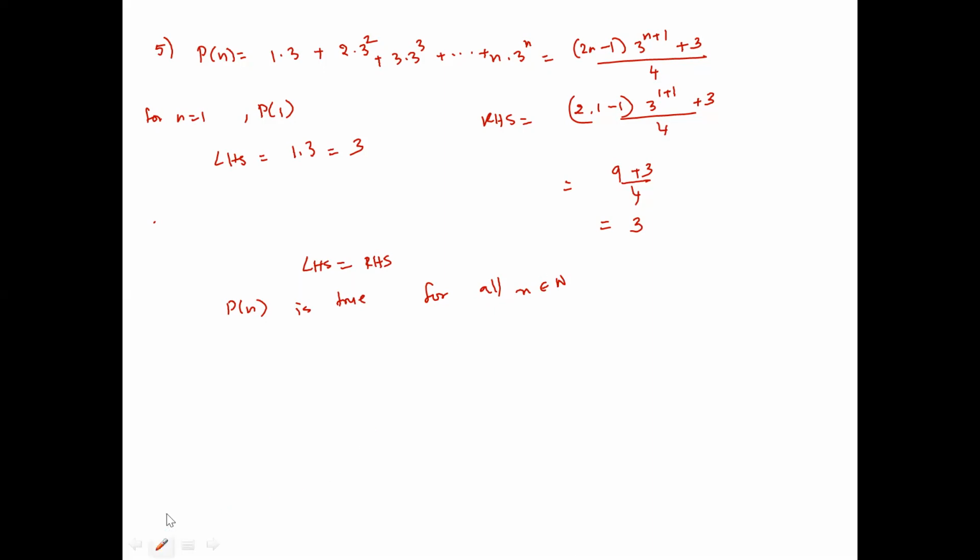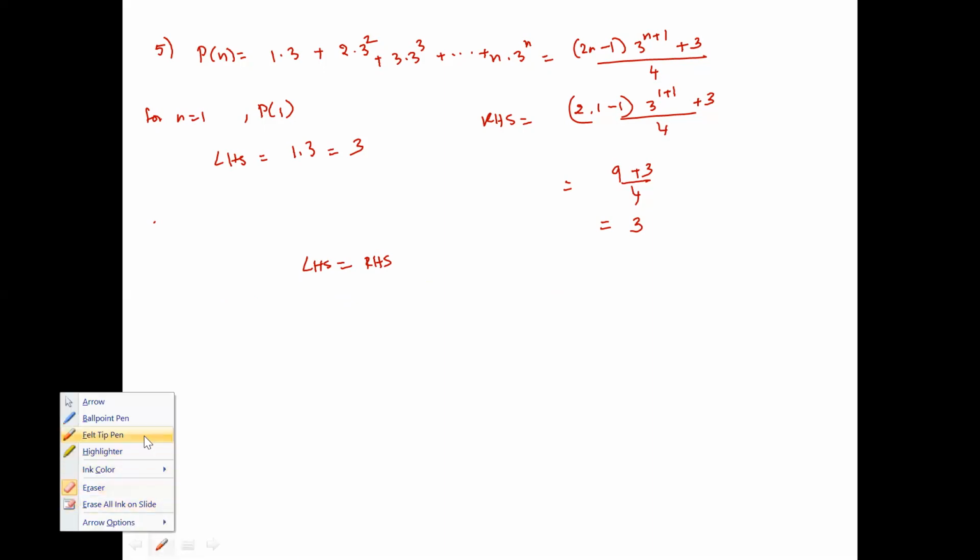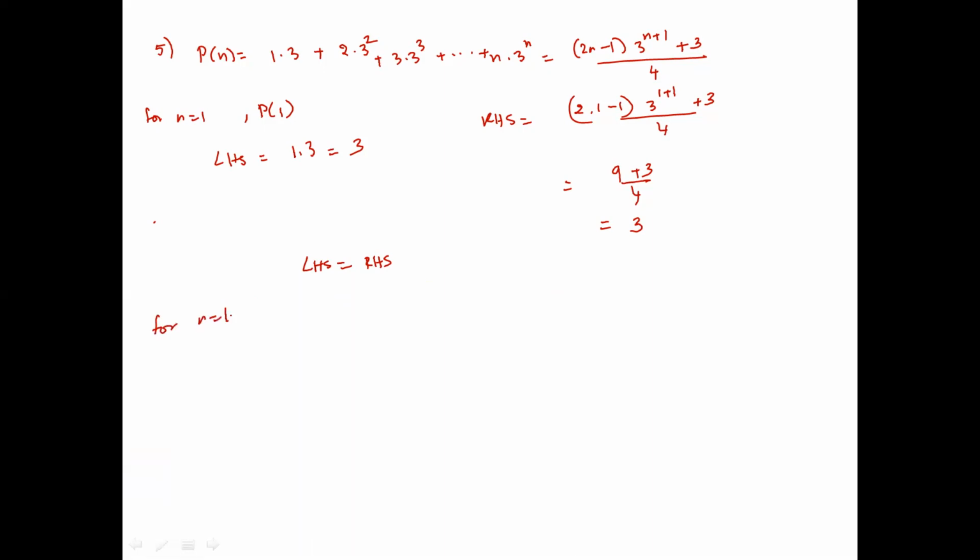We can't say this directly because this will be the last statement. We have proved only n equal to 1. So next, what is the step? For n equal to k, assume P of k is true. That means left side, 1 into 3, plus 2 into 3 square, plus 3 into 3 cube, put n as k, k into 3 power k, equal to right side. Right side we have 2k minus 1 into 3 power k plus 1, plus 3 by 4.